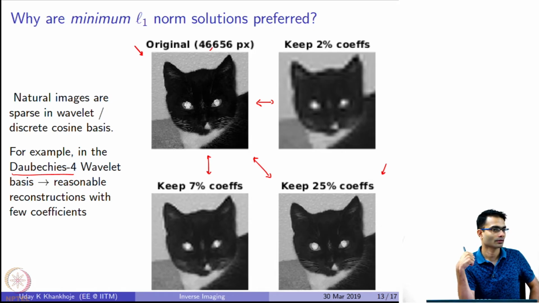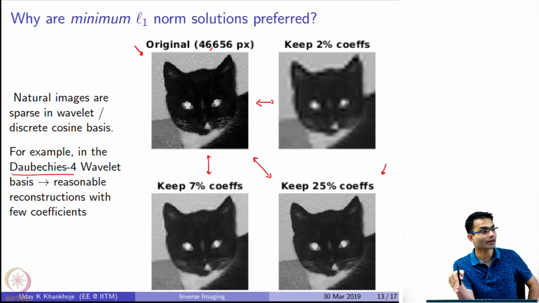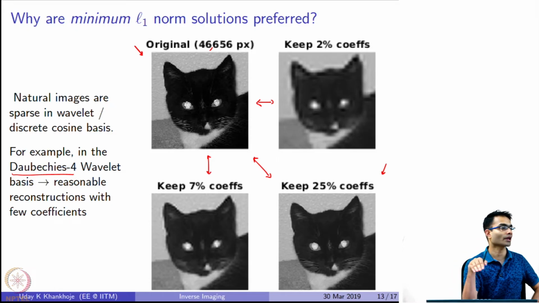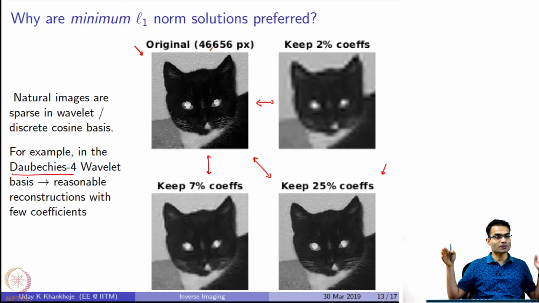800 or whatever, 900 or something like that. With 900 numbers, I can get a solution that is so good, right? And when I keep 2% coefficients, what have I done to the remaining 98%? I've set them to 0. So in the wavelet domain, this image is sparse, very, very sparse. Only 2%, 2 out of 100 numbers are non-zero, the rest are all 0, right?